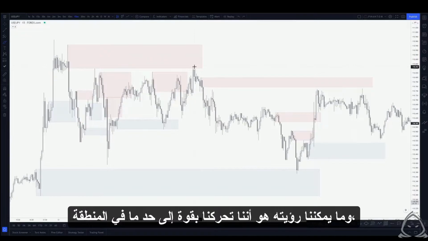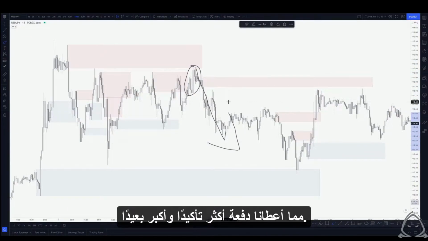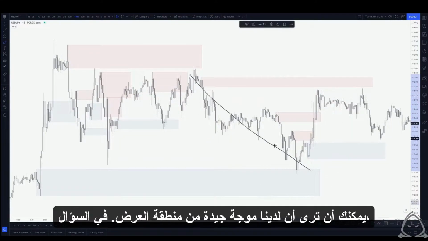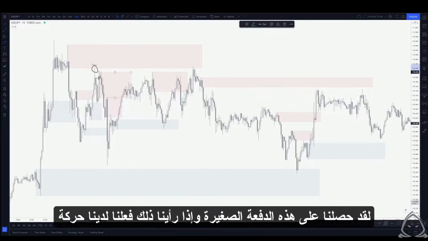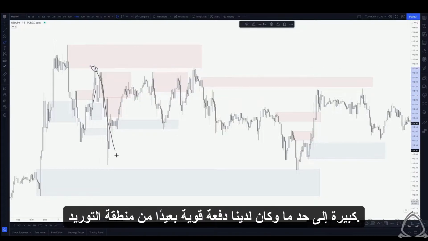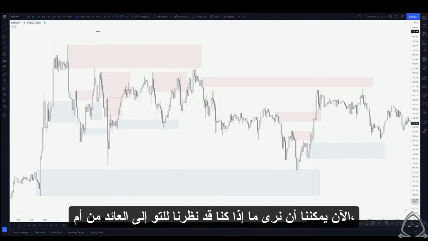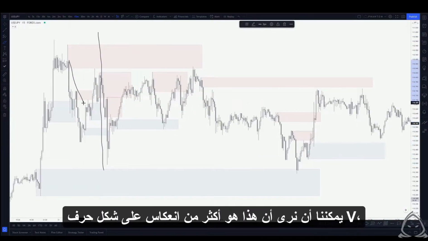And what we can see is we had a fairly aggressive move into the zone, which gave us that more confirmed and larger push away. You can see that we had a decent wave out of the supply zone in question. We did get this small push too, and if we see that we did have a somewhat large move into it, and we had an aggressive push away from the supply zone. Now what we can see, if we just looked at the return from the left side of the chart, we can see that this is more of a V-shaped reversal.